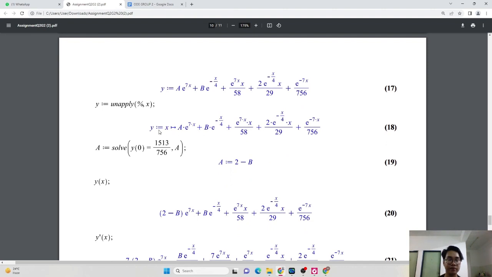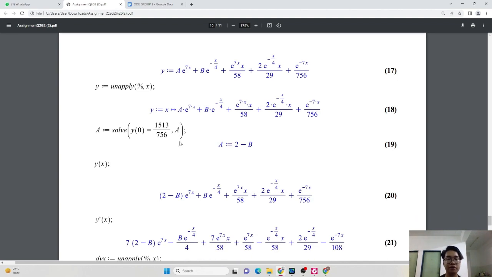The 18th step is y equal to, unapply x. The answer is y(x) equal to A multiply exponent power of 7 multiply x plus B multiply exponent power of negative x over 4 plus exponent power of 7 multiply x over 58 plus 2 multiply by exponent power of negative x over 4 multiply x over 29 and plus exponent power of negative x multiply x over 756.